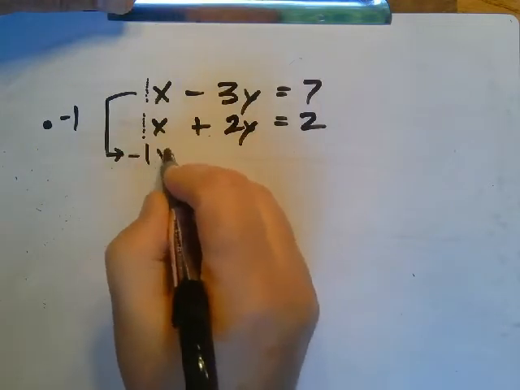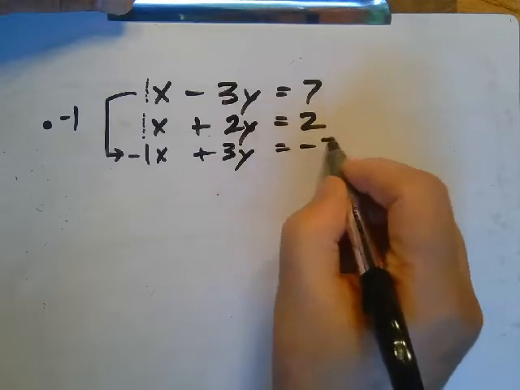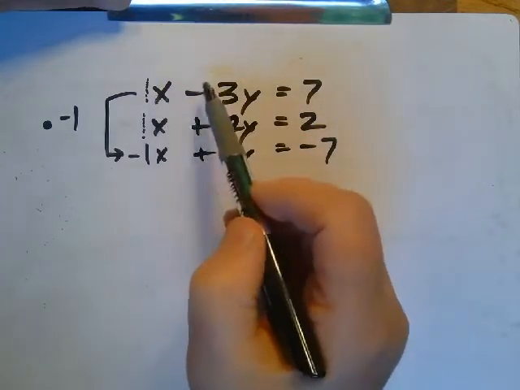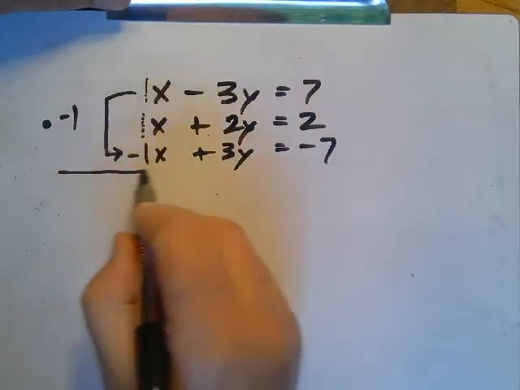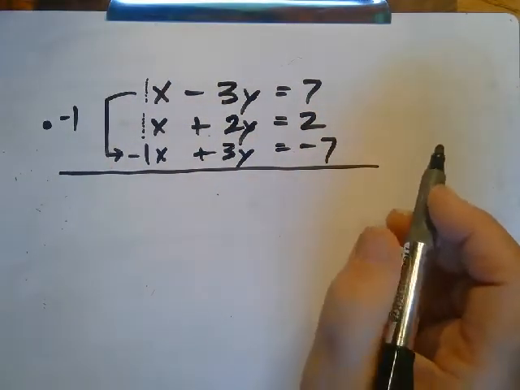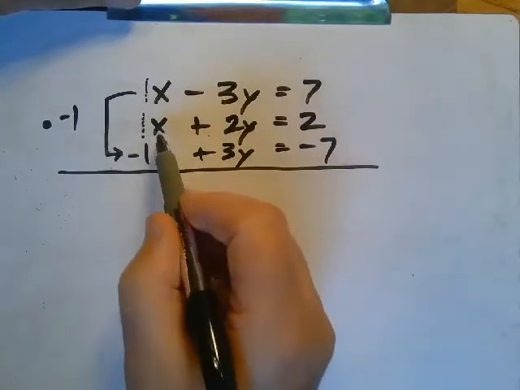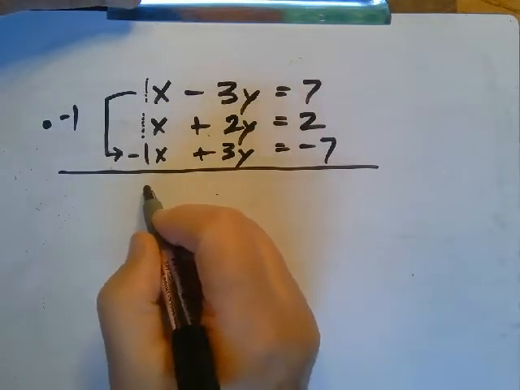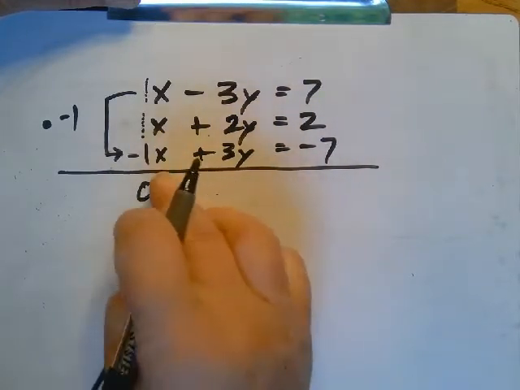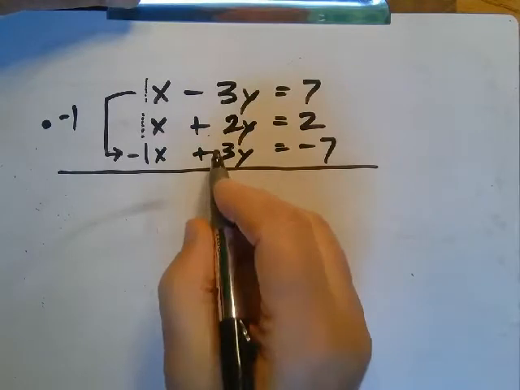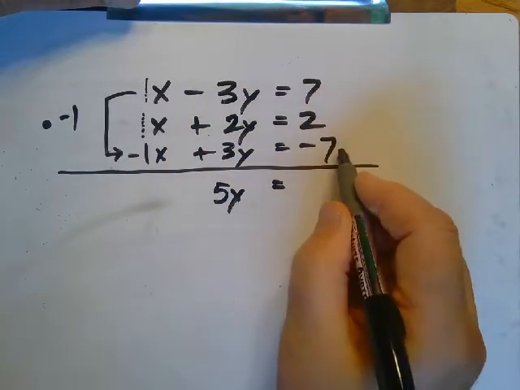So I get -1x plus 3y equals -7. Notice I multiplied every term up here by a -1. Now I'm drawing a line telling me it's time to add. Don't draw that line until you're ready to add. So 1x and a -1x goes out. That's 0x, and 0x, of course, is 0. And 0, I don't even need to write it, right? And this becomes 5y. And this is 2 plus a -7.